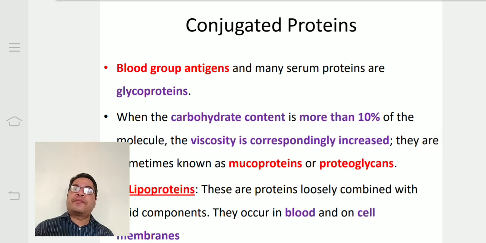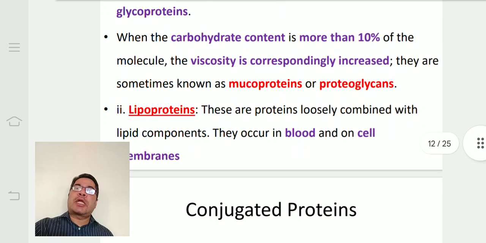Blood group antigens and many serum proteins are glycoproteins. When the carbohydrate content is more than 10% of the molecule, the viscosity is correspondingly increased, and they are sometimes known as mucoproteins or proteoglycans.